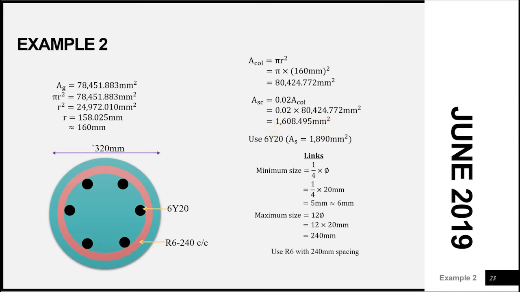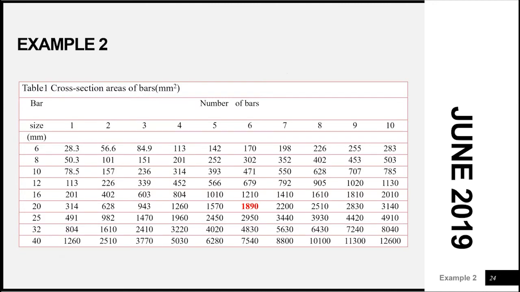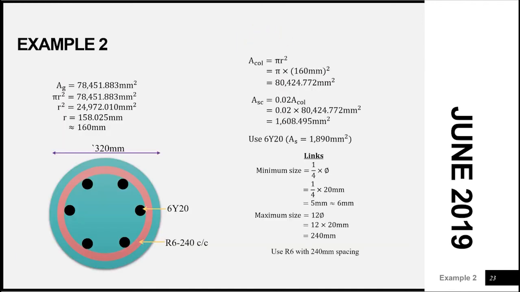Okay, when we get this value, as usual, what we need to do is we need to refer pada table. Okay, kita tengok balik kita punya AS tadi, 1608 point berapa tu? 495.